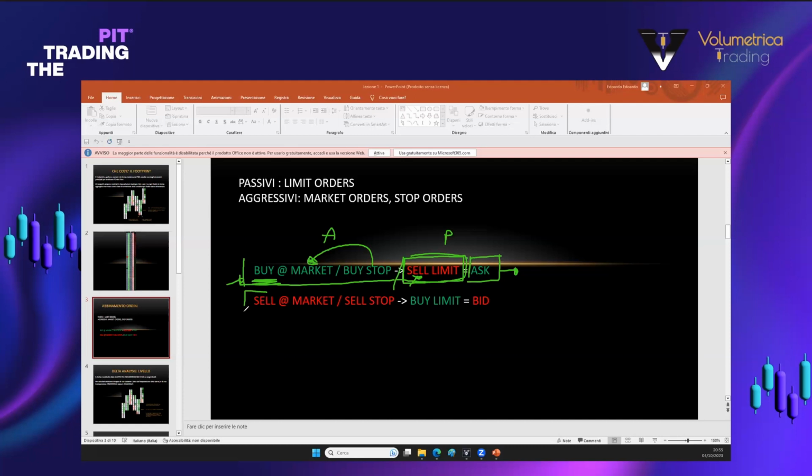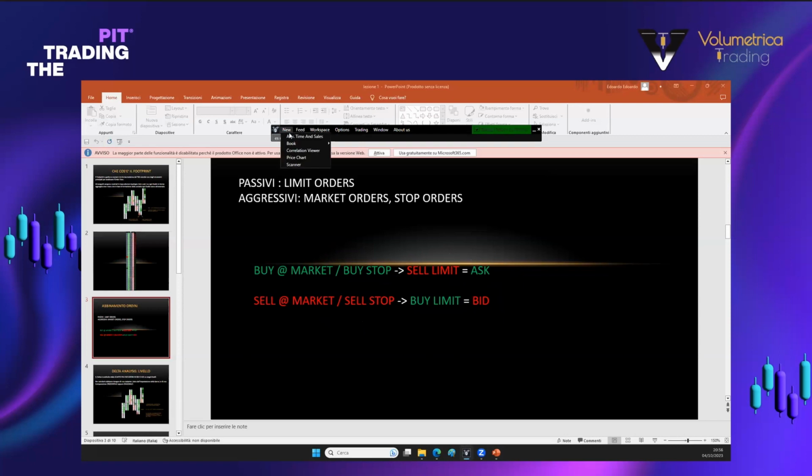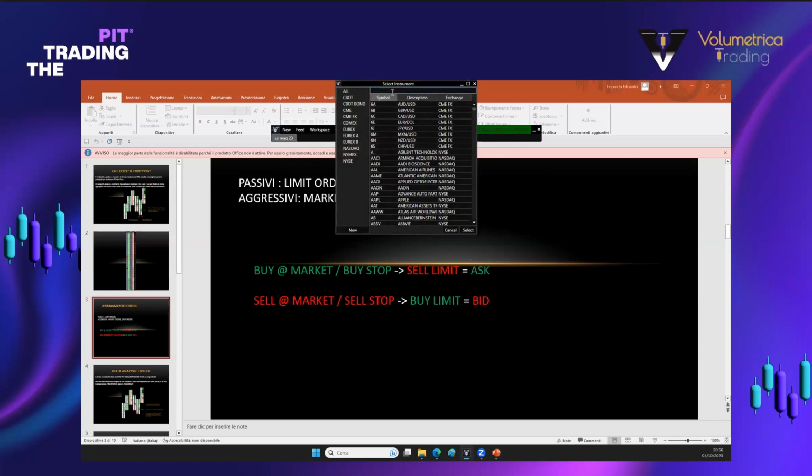Same thing on the other side: sell market, sell stop being converted to a sell market order. The counterpart will be a buy limit order, and the corresponding print will be a bid print. Now, all of these prints can be quickly recorded in a tool called the time and sales. Time and sales is something looking like this.